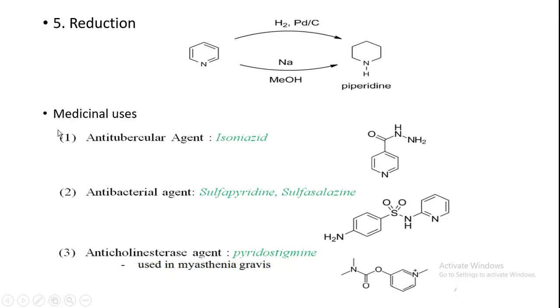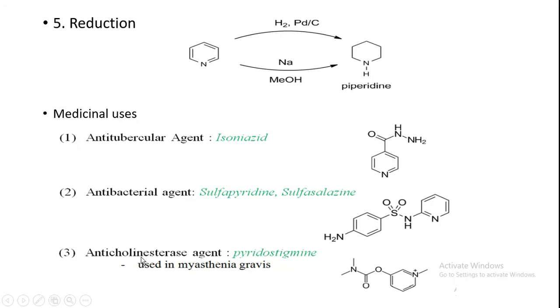So medicinal uses, next we will see. It is used as an antitubercular agent. Isoniazid, this is the compound, contains pyridine as a ring. Then next, it is also used as an antibacterial agent, for example sulfapyridine, sulfasalazine. You see one structure which contains pyridine as a basic moiety.